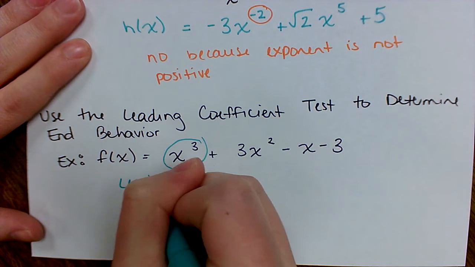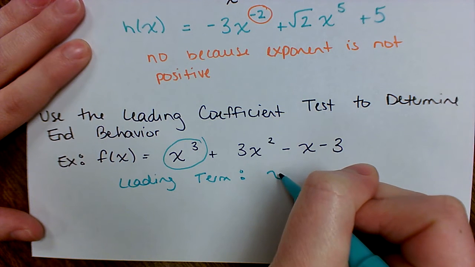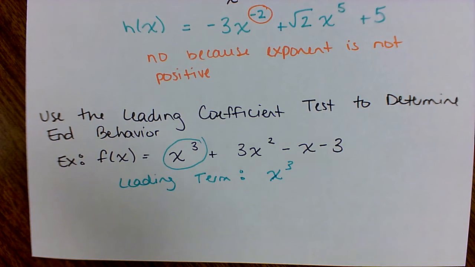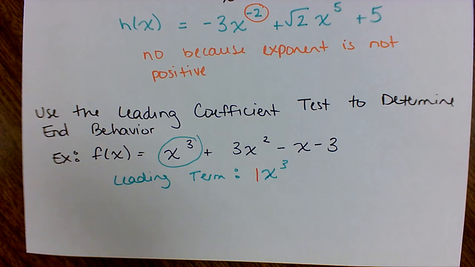It's got a 3 on it. This is my leading term. And notice there's not really a number in front of x cubed, but we can just fill in that kind of invisible number with a 1. So that's 1x cubed. And now I look at two things about my leading term.